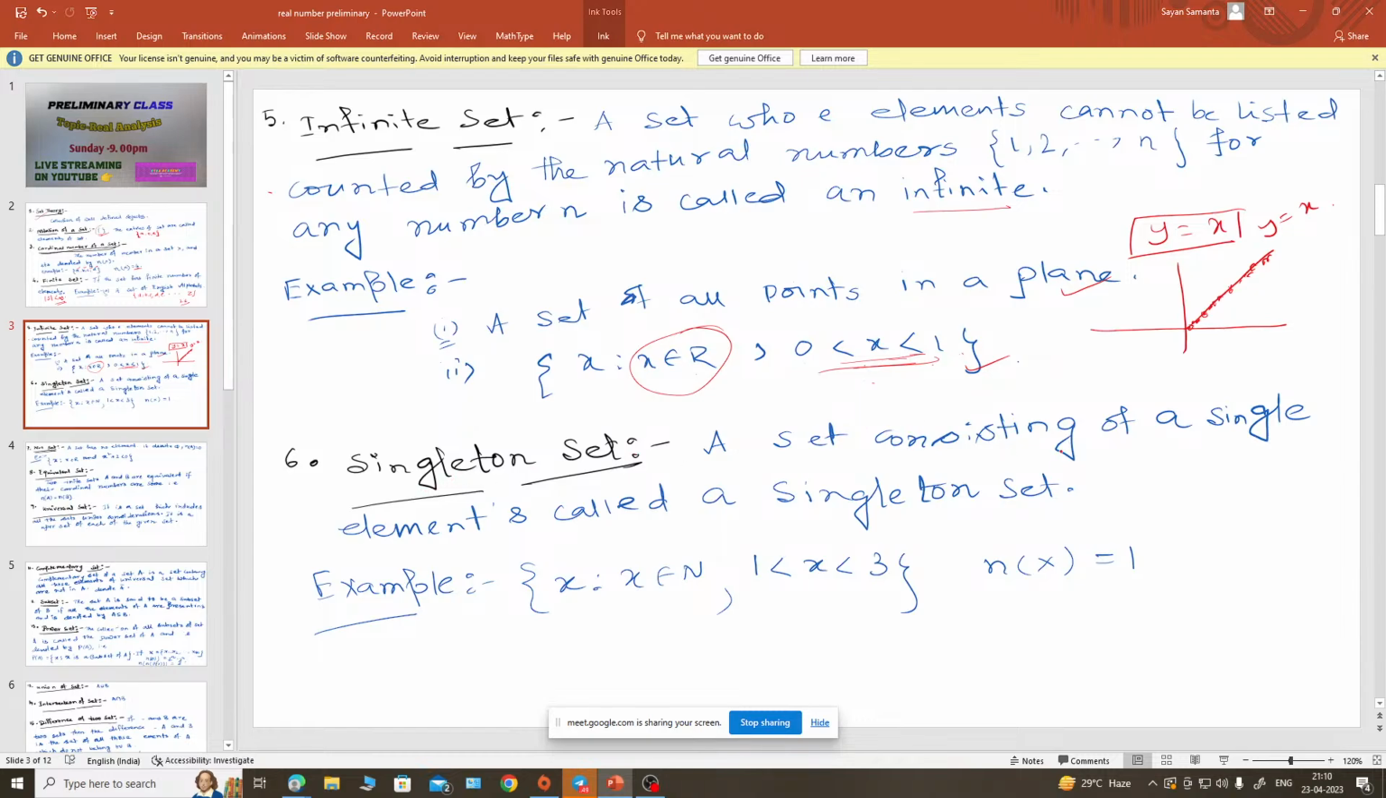A set consisting of a single element is called a singleton set. If there exists a single element, then it's called a singleton set. Now we draw a counterexample. x belongs to natural numbers. If we consider x belongs to 1, 2, 3, here the natural number exists only 2. So 2 is a singleton set, so n of x equals 1. So this is a singleton set.